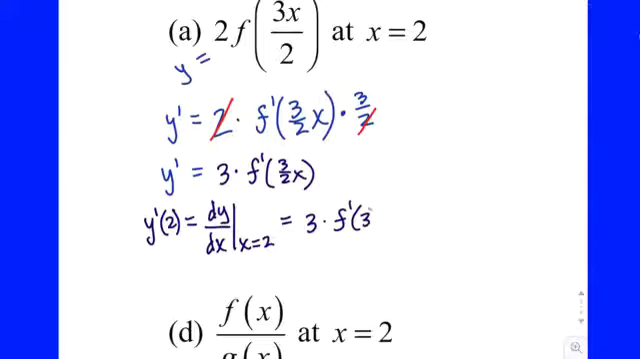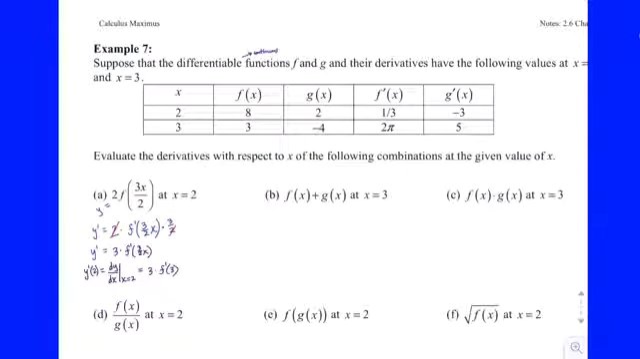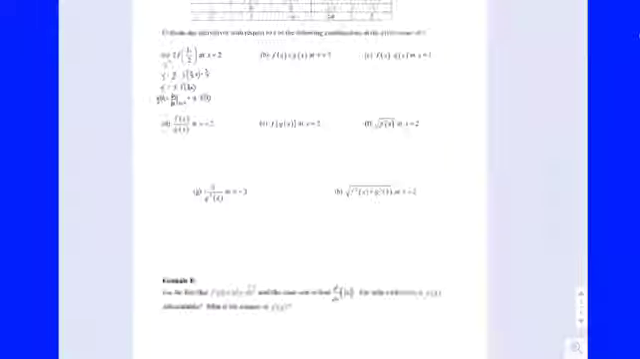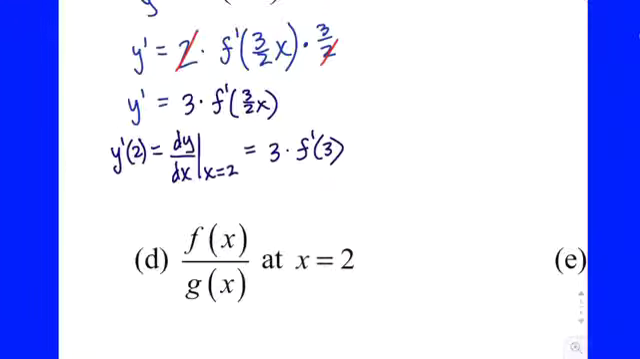And now we just plug in a 2, and we get 3 times f prime of 2 times 3 halves, which is 3. So we haven't used the table or the chart yet, but now I think to get past this step, I need to. So we go up to the chart and we look for f prime of 3, which is 2 pi. So if I replace that with 2 pi, we get 3 times 2 pi, which is 6 pi. And there's the answer.